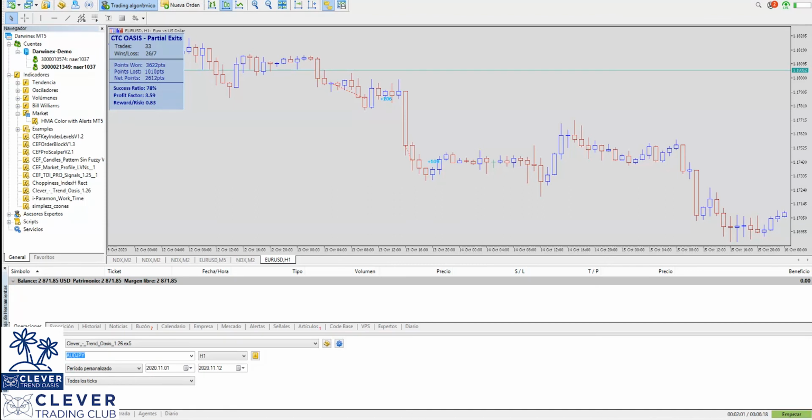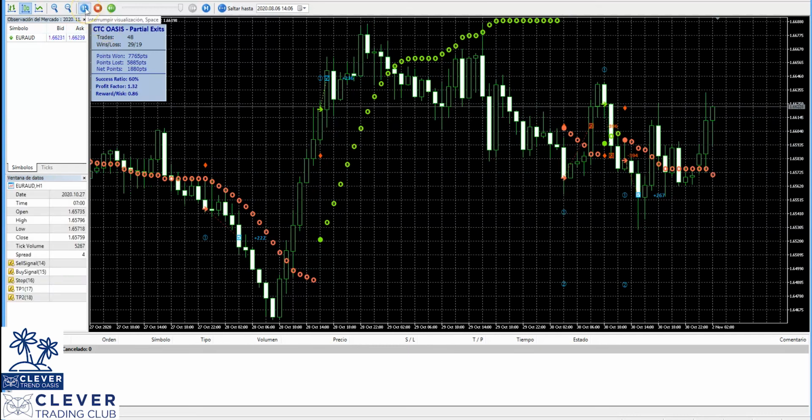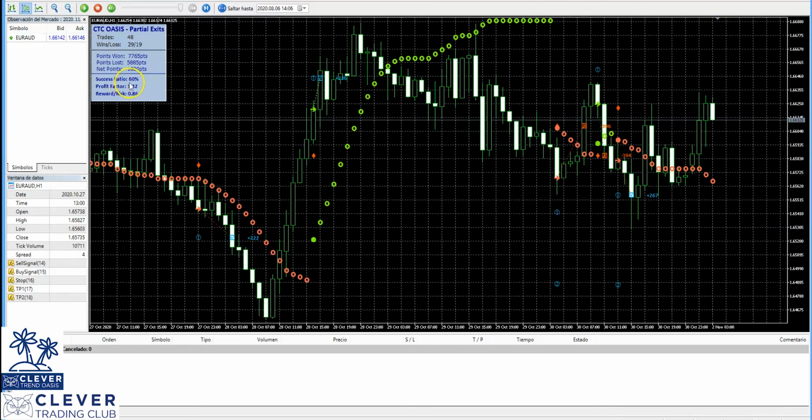Let's head on to another asset, for example the euro against the Australian dollar, in this same time frame. Let's give it a start and let's wait for a second. So at this point the indicator is showing that with an average success ratio of 60%, it managed to give more than 188 pips in this point. Okay, so let's give it a try and see what happens.